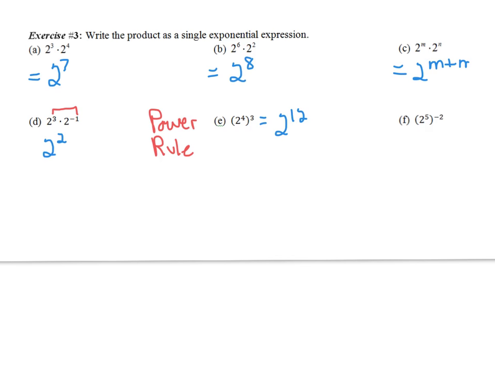And when I multiply 2 to the 5th times 2 to the negative 2nd, that's giving me 2 to the negative 10th. I'm sorry, I said that wrong. That should be 2 to the 5th raised to the negative 2nd. And I multiply the exponents to get 2 to the negative 10th. Now, usually when we have a negative exponent, we're going to rewrite that with a positive exponent. So that would be equivalent to 1 over 2 to the 10th power.